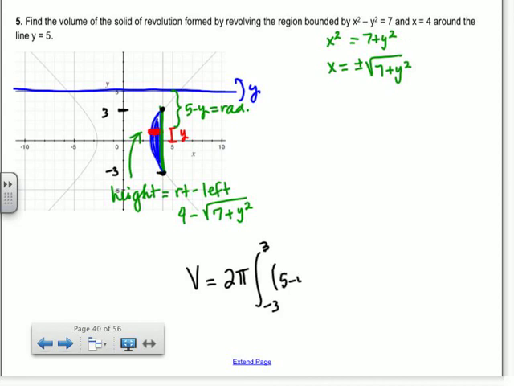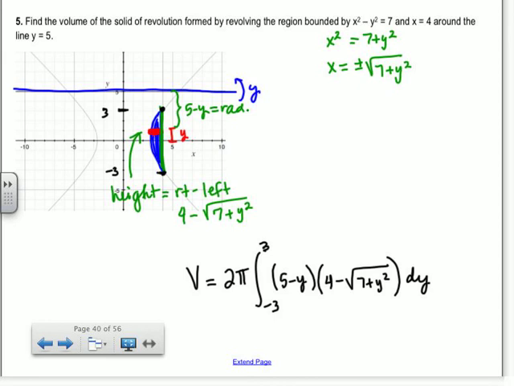Okay, and then our radius is 5 minus y. Our height is 4 minus the square root of 7 plus y squared, dy. Now you could go from 0 to 3 and double it. Could you? No, I don't think you could. So why could you not go from 0 to 3 and double it?